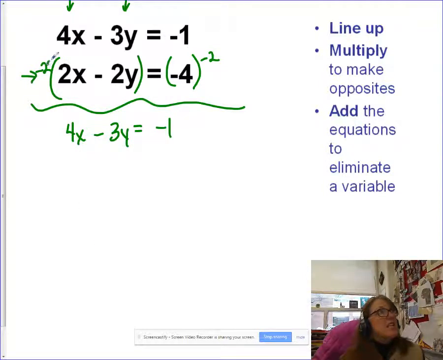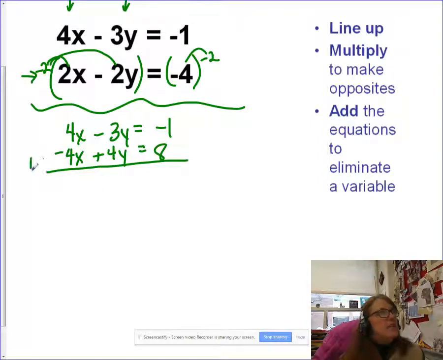Then I'm going to take the second equation and multiply both sides by negative 2. This gives me negative 4x plus 4y equals positive 8. All right, let's add these together and watch how everything falls out. Your x's are going to completely wipe each other out. They're like terms. A 4x and a negative 4x, 0x. Negative 3y and a positive 4y is a positive 1y.